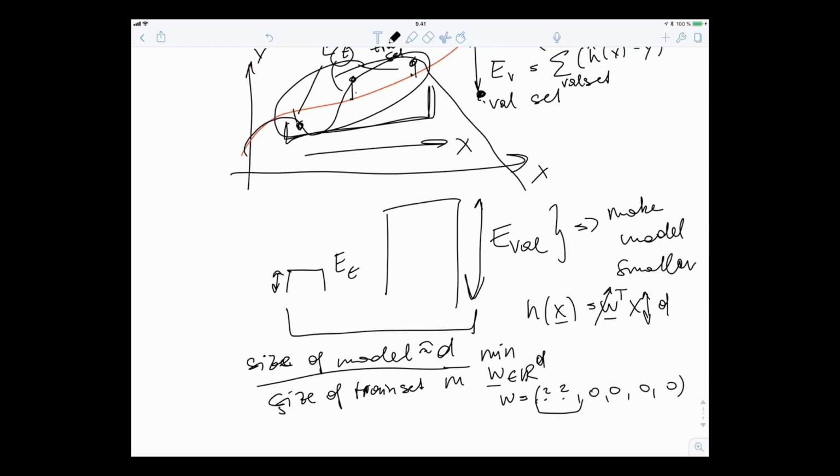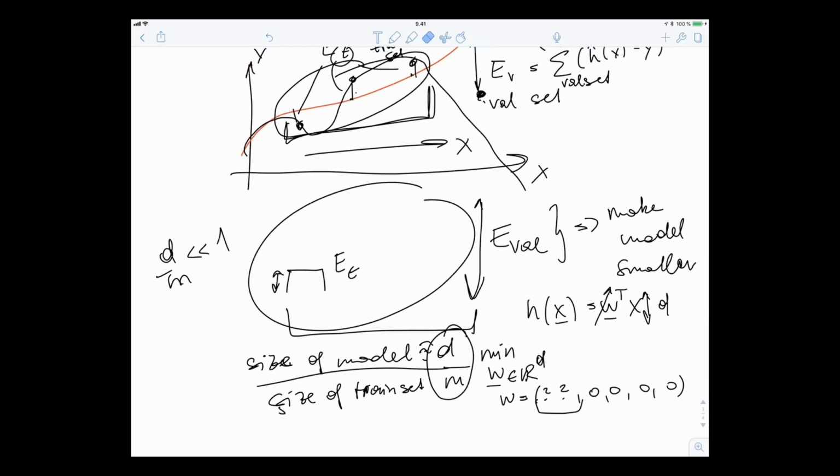This D over M is an important indicator of whether we will overfit or not. Ideally we would like this to be much smaller than 1. Then typically we will not have overfitting, so we get rid of this high validation error. We will have a validation error on the same level as the training error.